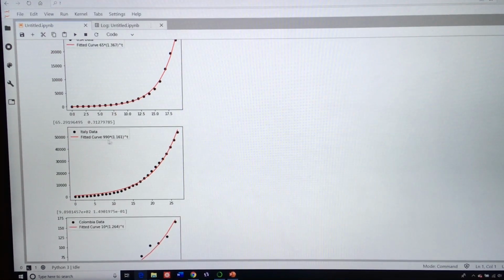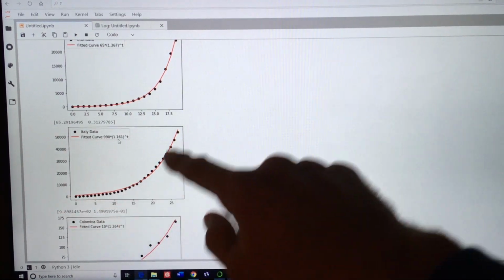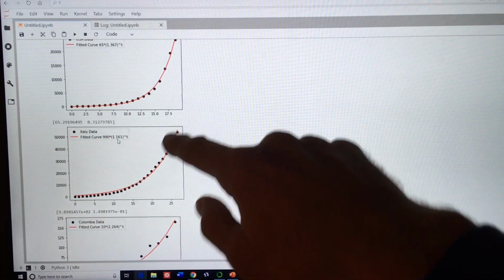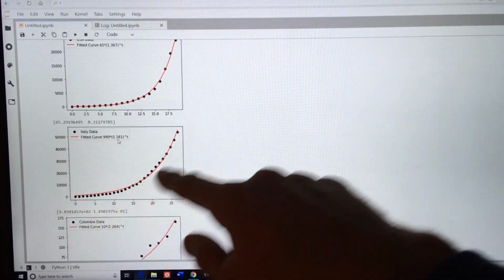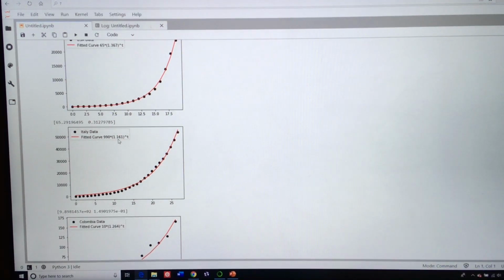Italy, the Italy data, they're at 16% daily growth right here. This is a plot of the cumulative number of cases in Italy along with an exponential fit, and they're still at 16% daily growth. I hope things get better there.